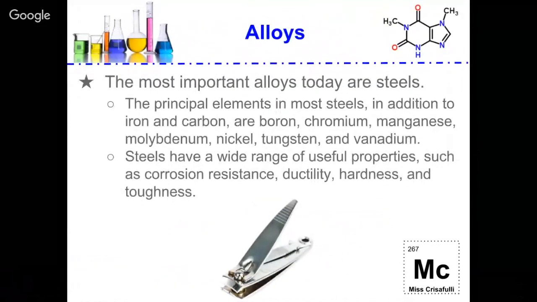The most important alloys today are steels. The principal elements in most steels, in addition to iron and carbon, are things like boron, chromium, manganese, molybdenum, nickel, tungsten, and vanadium. Steels have a wide range of uses and properties such as corrosion resistance, ductility, hardness, and toughness. And these are the ones that we will use most of the time in actual real world situations.